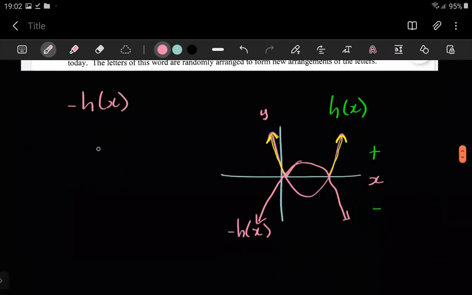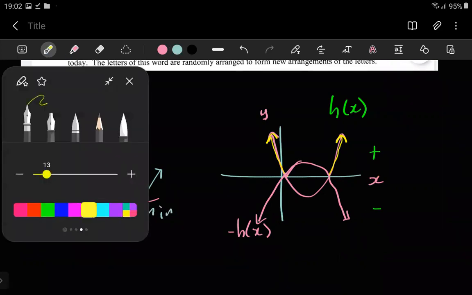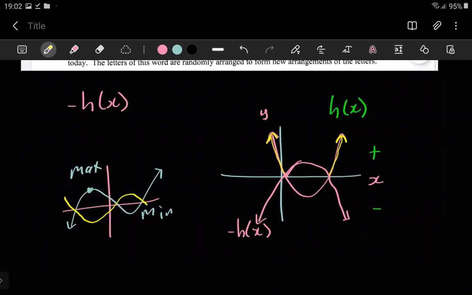Just using an example right now, if your f of x looks like this, we don't know yet, but if this is a maximum turning point and this is a minimum turning point, when you flip it over, the maximum becomes the minimum and the minimum becomes the maximum, of which the only thing that changes is the y value. Whatever y value is here, it's going to be the reflected version down there, but the x values will be the same. Whatever y value is down here, you're just going to reflect it up there.